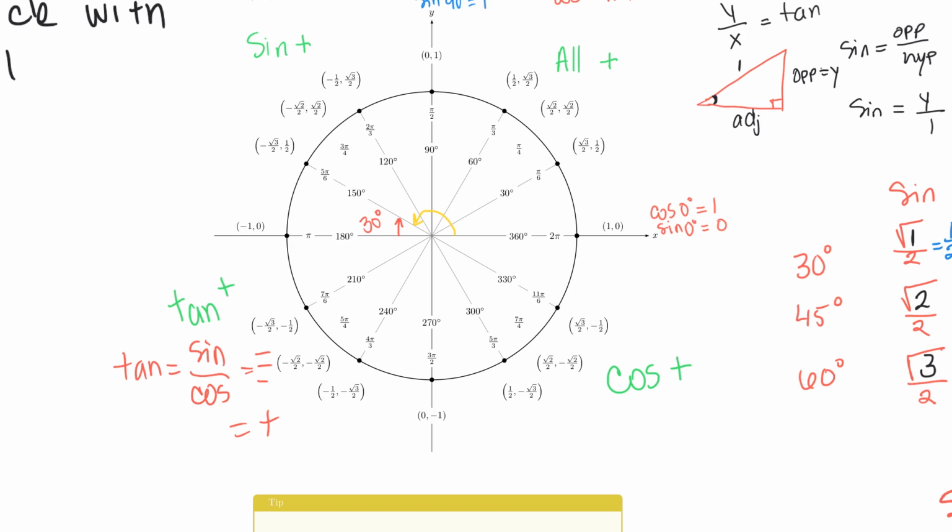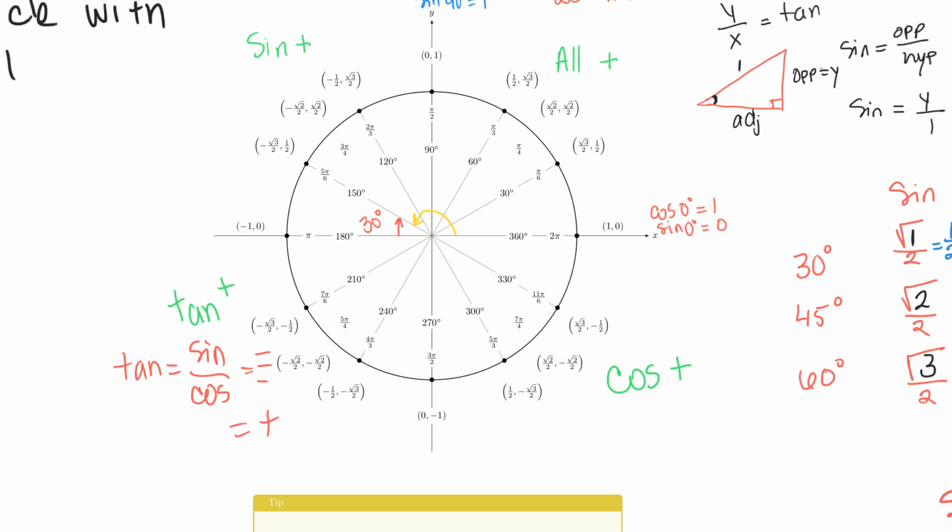And finally, the fourth quadrant is the positive of x but the negative of y, and x is cosine. So cosine is positive and sine is negative. So this way you can figure out also the signs of them if you don't have the unit circle right in front of you. So all, sine, tangent, cosine.